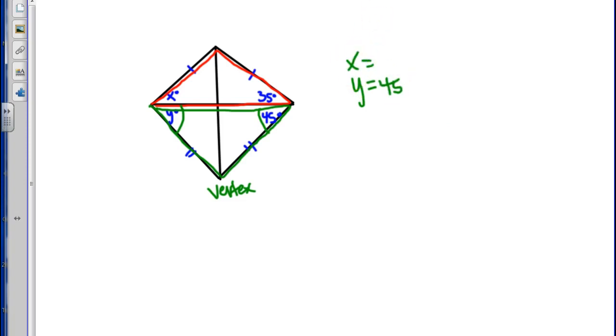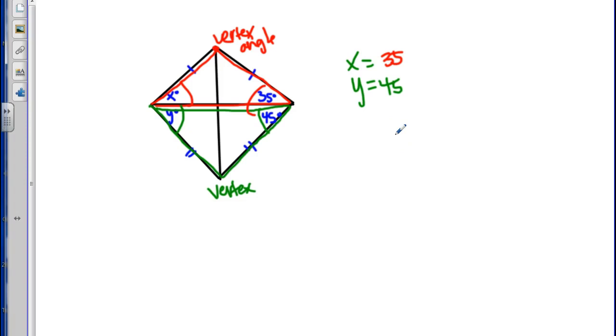So what would x be? This is my vertex for the red. This is the vertex angle. So what's the value for x? Yeah, 35 degrees. Good job. So x is 35. All right, good work.